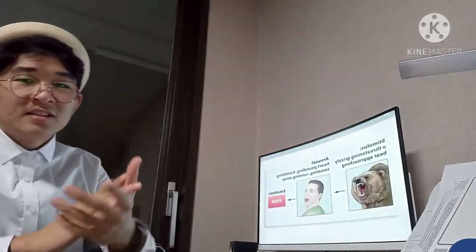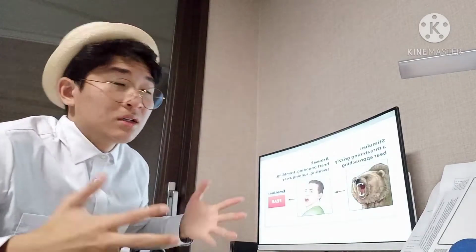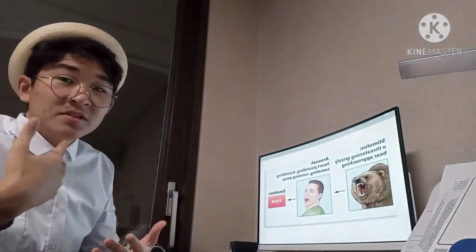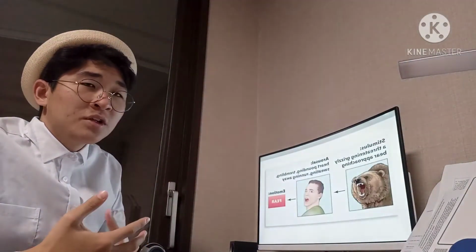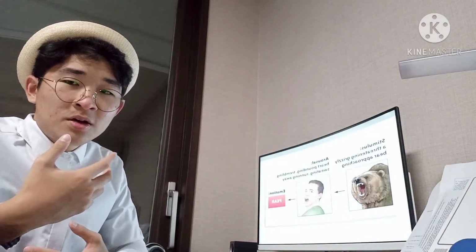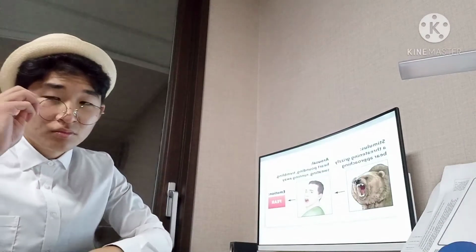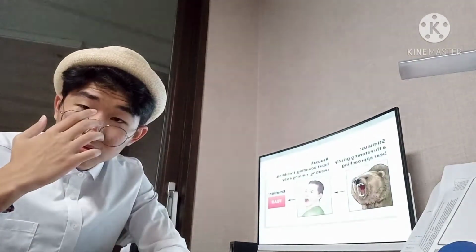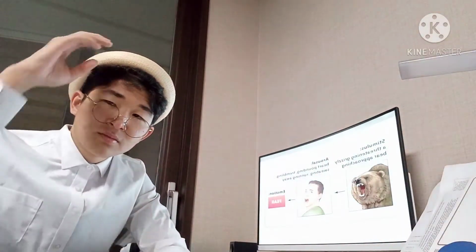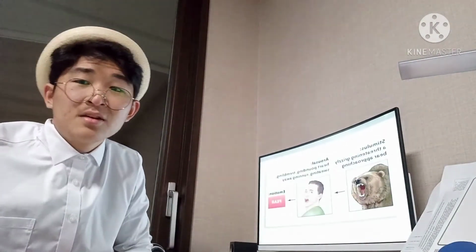For a better example, let's say there's this scary bear. And you're the person, and then you feel your heart pounding, your breath becoming heavy, your arms shaking. And you can conclude that as being the emotion of fear. So that's what the James-Lange theory is talking about.